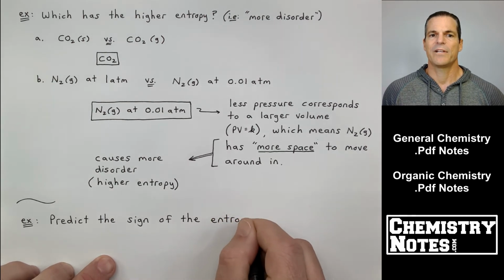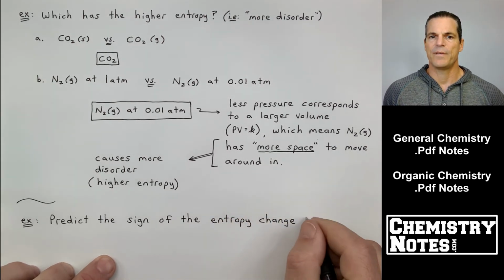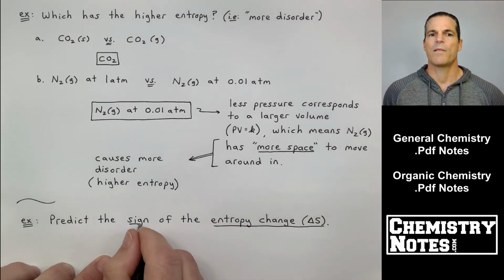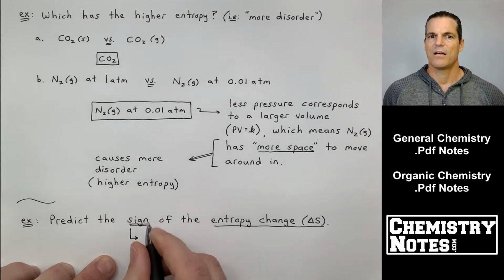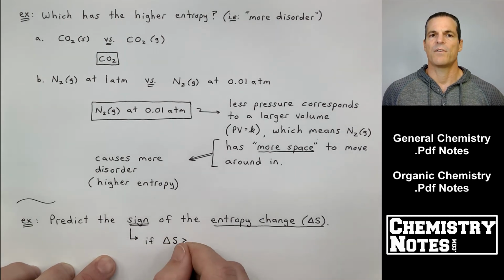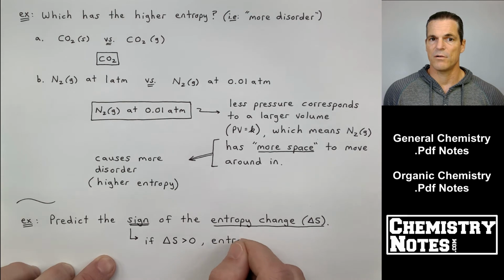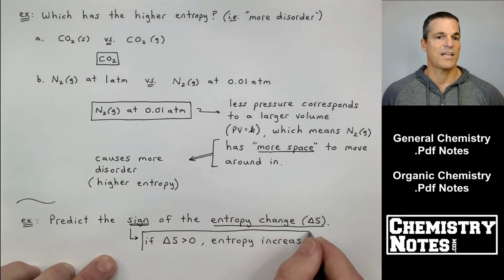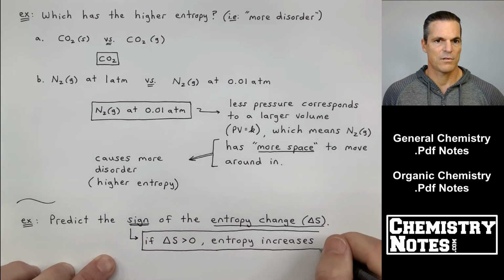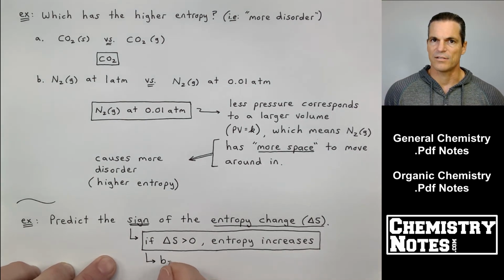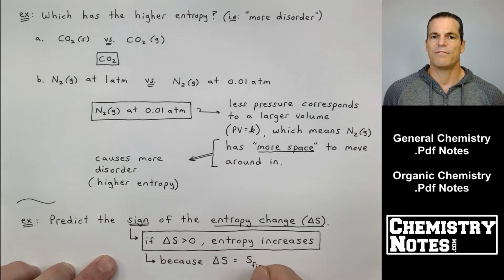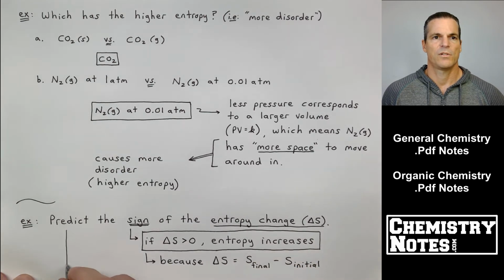Second example, predict the sign of the entropy change, delta S. Okay, that little delta means change. So we want to find out the sign of the entropy change. So first of all, if delta S is greater than 0, if delta S is positive, then the entropy is increasing. If my delta S is less than 0, well, then entropy is decreasing. All right? So predict the sign of the entropy change. We're going to do that on the next page. So let's get to our examples.